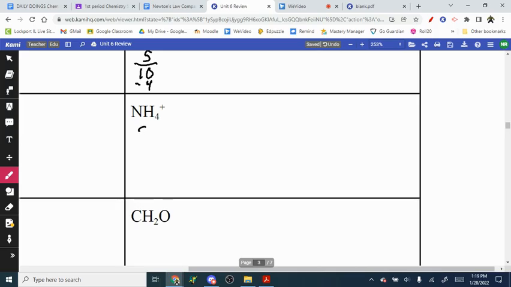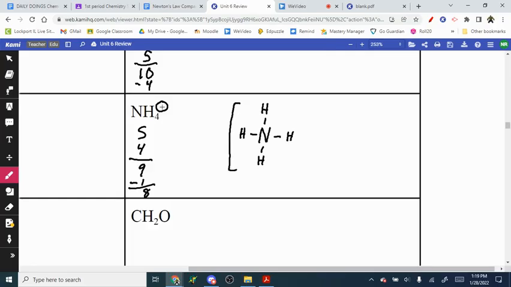NH4. N, still 5. H is 1 times 4. So that is going to be 9, but since this time we have a positive charge, we are going to subtract 1. So we have a total of 8. N goes in the middle. H's go on the outside. Oh, I should probably say that. So we used 2, 4, 6, 8. That's all of them. H's are happy. N is happy. We're done, except for our brackets. We put brackets around it and do +1.